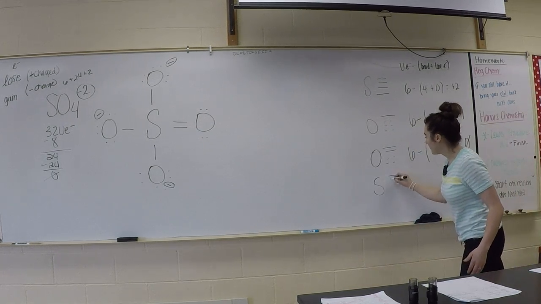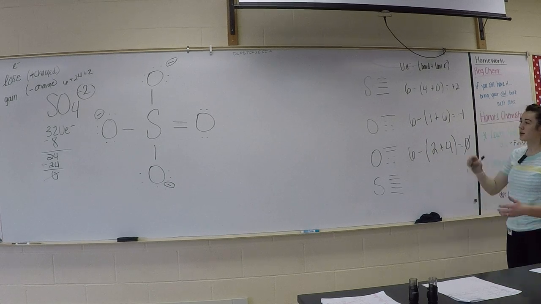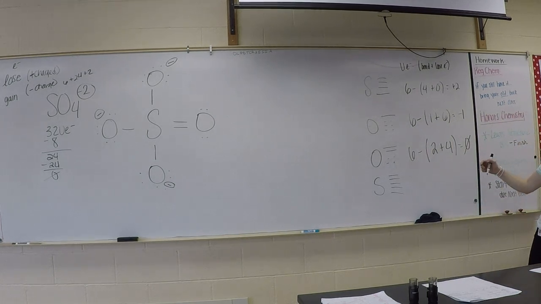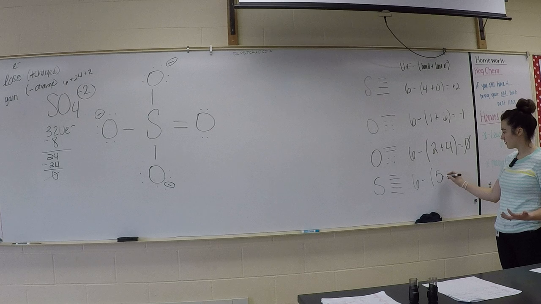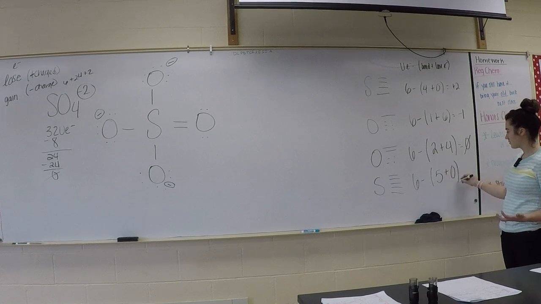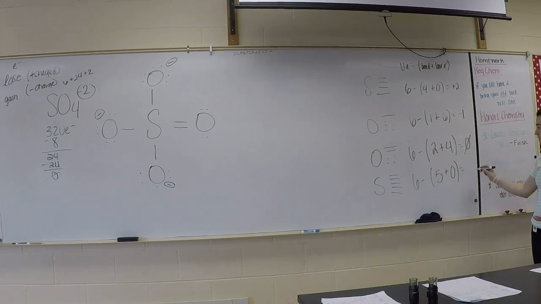Let's see. With 5 bonds, right? 1, 2, 3, 4, 5. How many bonds? 5 plus 0. So what's our charge of our sulfur? +1.